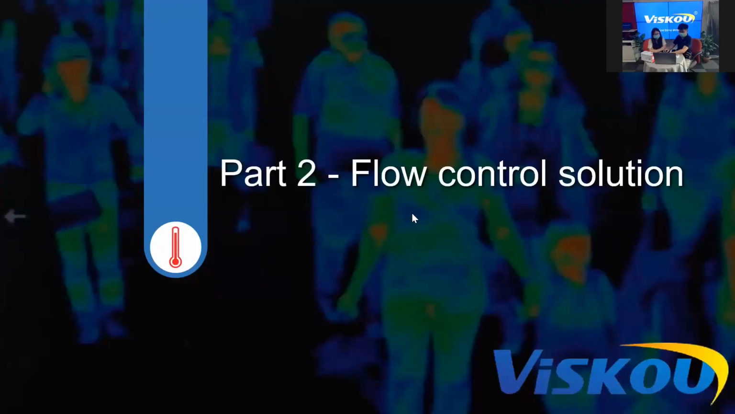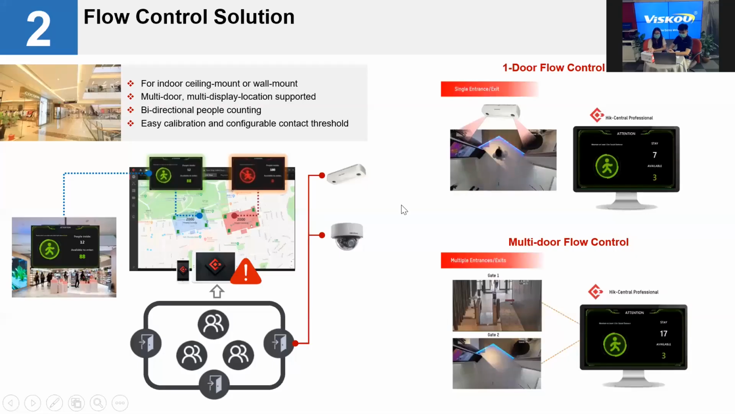Now we are going to introduce you the first flow control solution. Our HikCentral software supports multi-door and single-door people counting. For this camera, we recommend ceiling mount. And HikCentral software version 1.6 can also support up to 20 people counting cameras in one group. It means when your building has 20 doors, we can combine the cameras into one report.